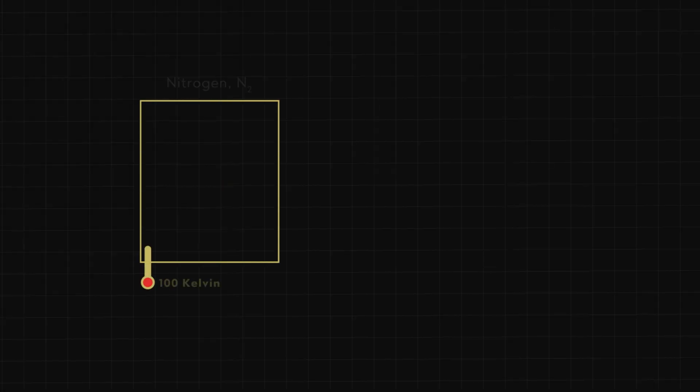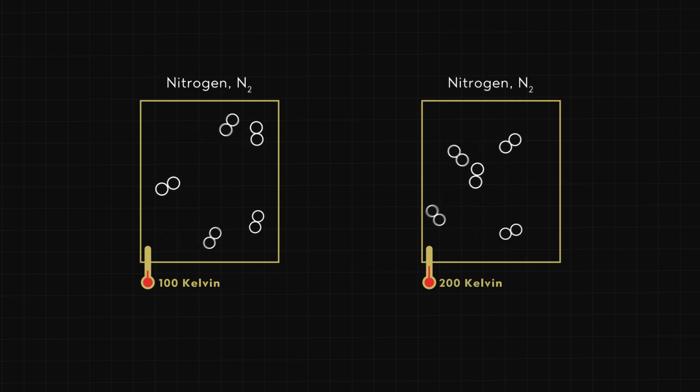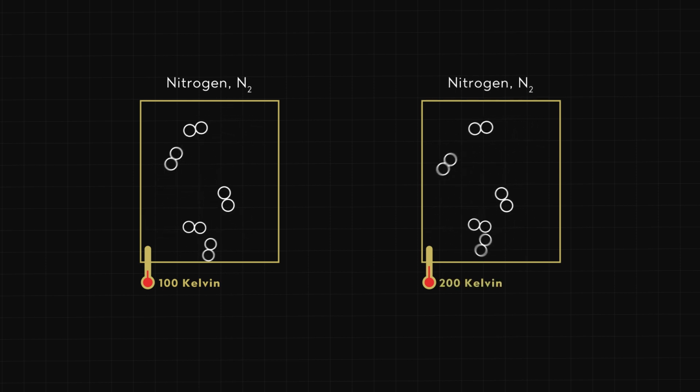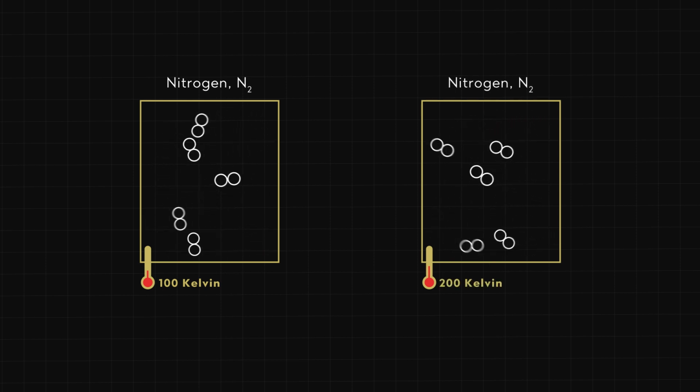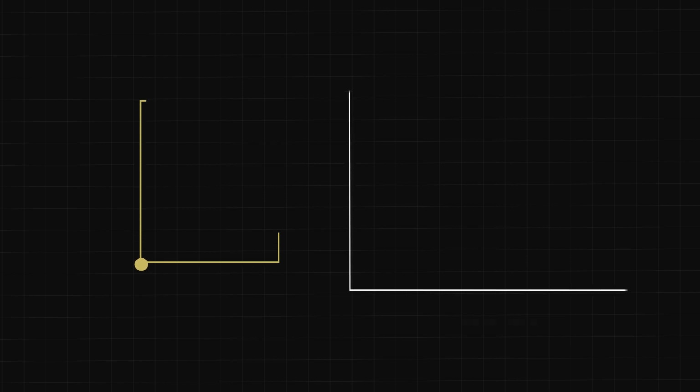It's easier to visualize motion for gases, so let's switch to two samples of nitrogen gas, one at 100 Kelvin, the other at 200 Kelvin. The molecules in the hotter sample are clearly moving faster, but it's hard to see what is going on because there are a lot of particles and they're all moving at different speeds. This is where graphs of distribution functions come in handy.